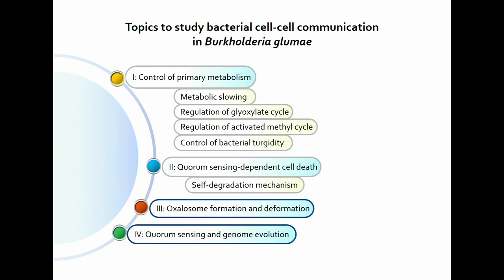Okay, so these are some topics we study in our laboratory using Burkholderia glumae as a model system. We study control of primary metabolism, especially metabolic slowing, regulation of the glyoxylate cycle and regulation of the activated methyl cycle, and control of bacterial toxicity. Second project is quorum sensing dependent cell death. They have a very distinct self-degradation mechanism that we have not published yet. And also we study oxalosome formation and deformation. Lastly, quorum sensing and genome evolution. Today I will talk mainly about the primary metabolism.